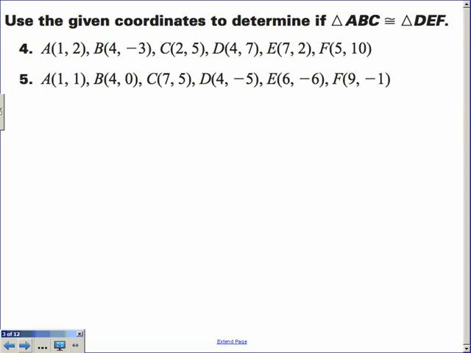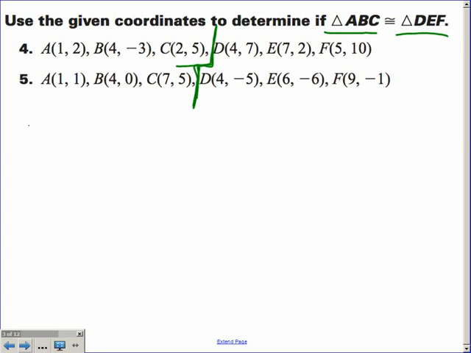Okay. Next is kind of a weird deal. It says use the given coordinates to determine that triangle ABC is congruent to DEF. Some people would really like to go through and just plot these points. That works for some people. Other people would like to go through and just find some distances. We're trying to compare side lengths.